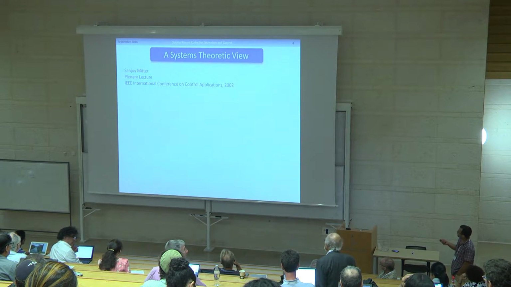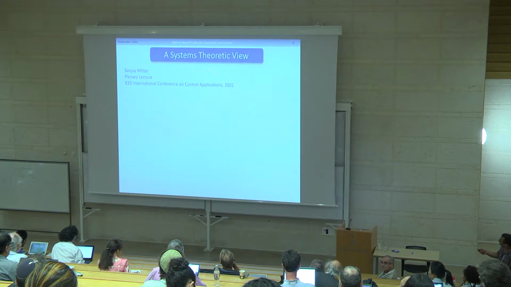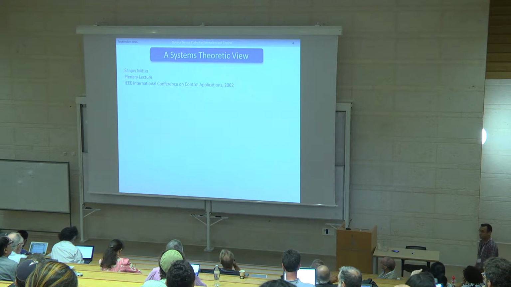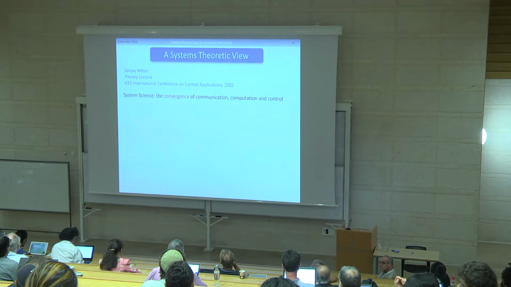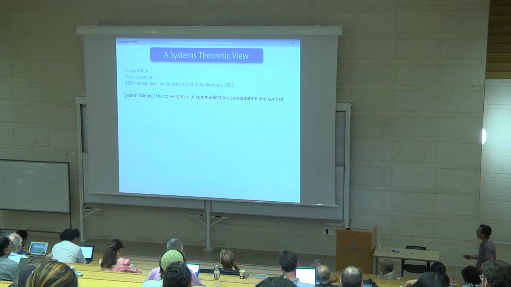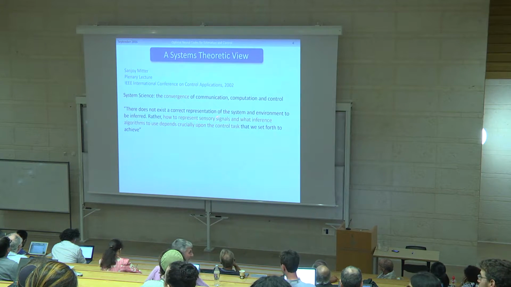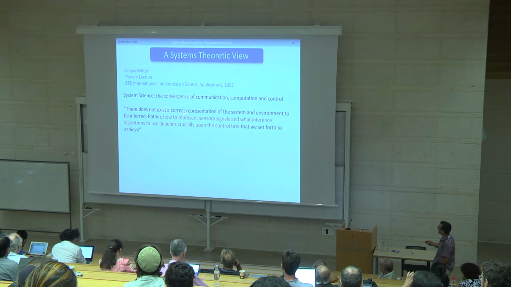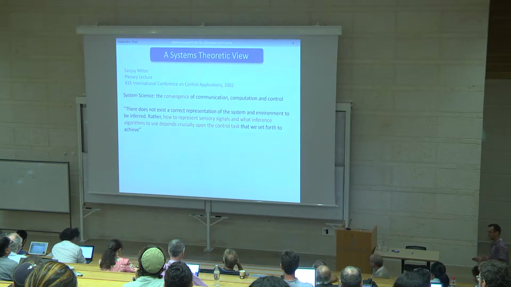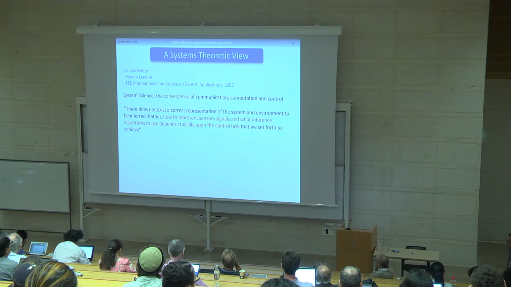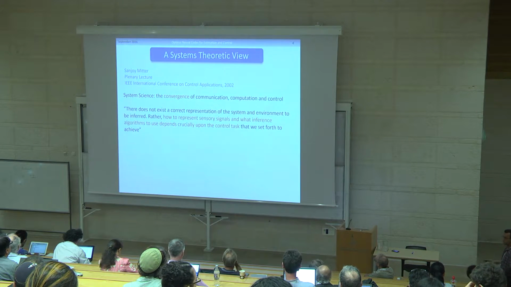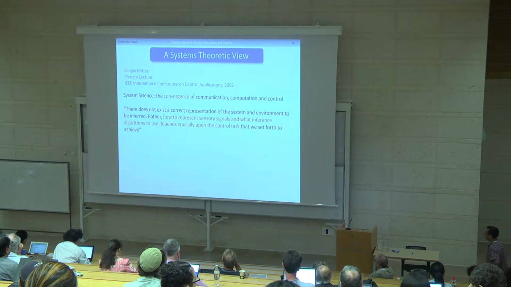So to start with a perspective, I always like quoting a beautiful paper by Sanjay Mitter, given as a plenary lecture about 10, 15 years ago. Fortunately, we have Sanjay sitting here with us today, and he gave a lecture called System Science, the Convergence of Communication, Computation, and Control, which I think is very much in the spirit of this conference. The point here is that there does not exist a correct representation of the system and environment to be inferred. Rather, how to represent sensory signals and what inference algorithms to use depends crucially upon the control task. This implies that the whole structure of what we mean by representation in general systems and in biological systems specifically depends to a large extent on what the system is doing with the information. And this has been emphasized in multiple talks during this conference.